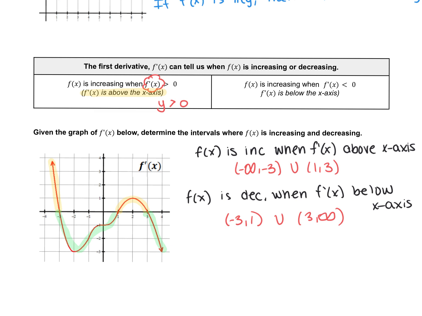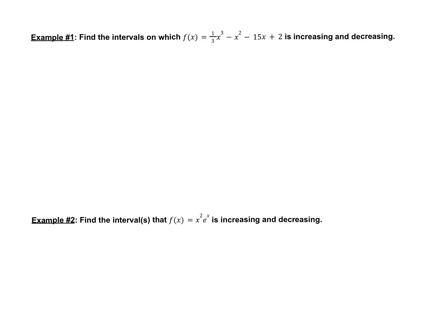Okay, let's do some examples algebraically. So example 1 says, find the intervals on which f of x is increasing or decreasing. So remember, in order to figure out where f of x is increasing or decreasing, we have to look at the signs of the first derivative. So we need to look at the signs of f prime. So f prime of x tells us about the function being increasing or decreasing. So we must take our f prime of x first.